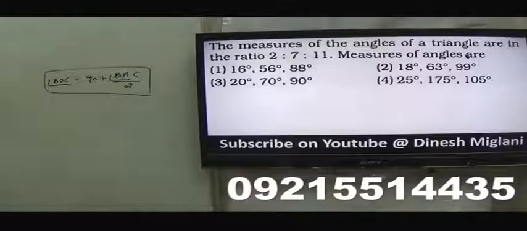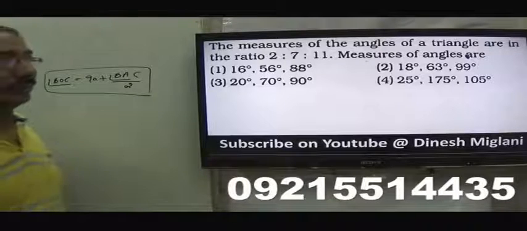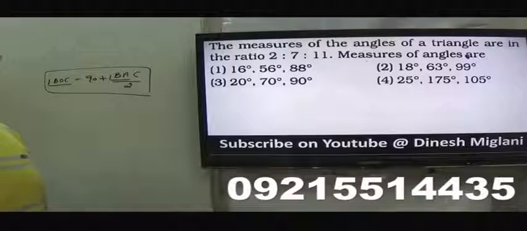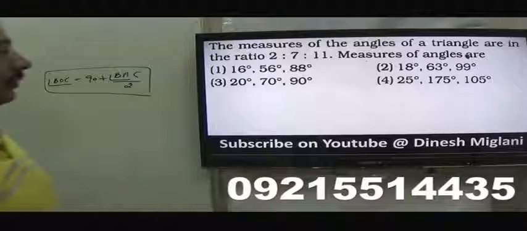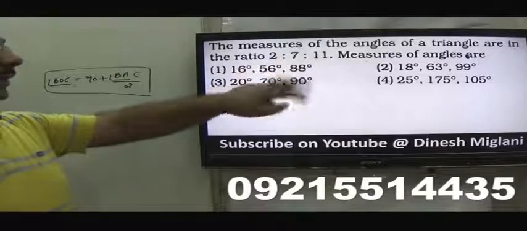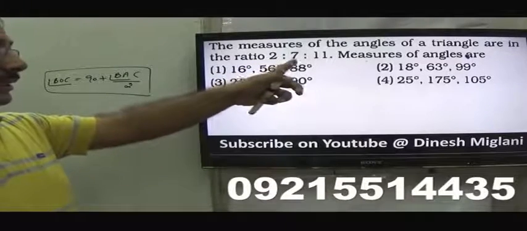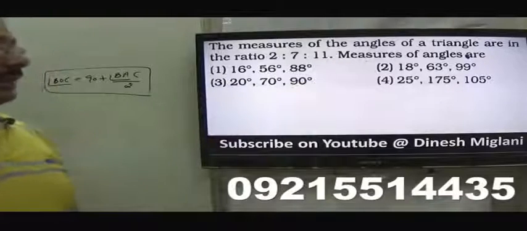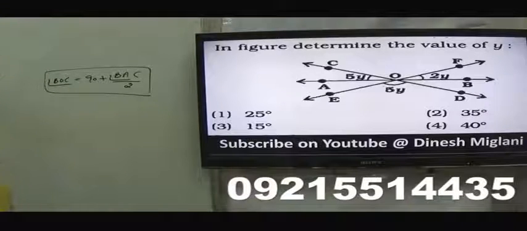The measures of the angles of a triangle are in the ratio 2:7:11. Find the measures, can be found very easily. Sum of the angles is 180, 2 plus 7 plus 11 is 20. So we can say 40. That is 2, 7, 11 times 9, it will go 18 degrees, 63 degrees and 99 degrees. Second is my answer.